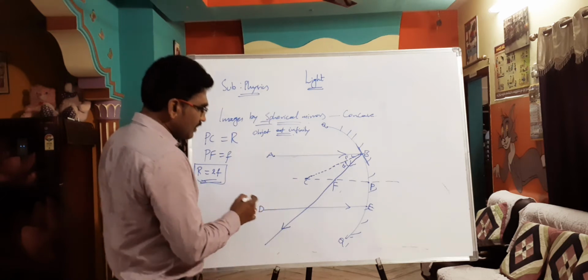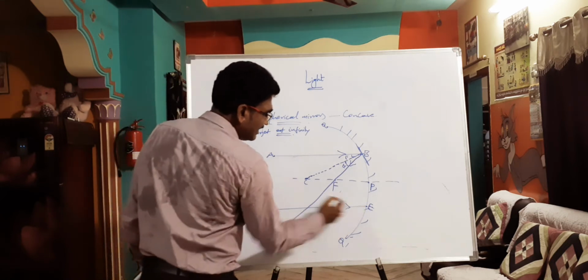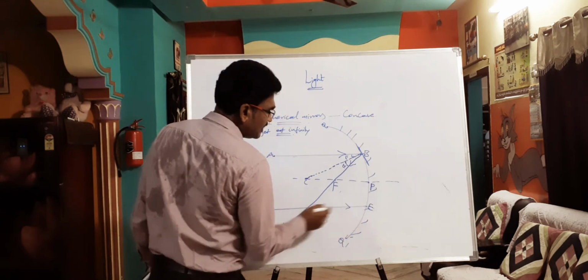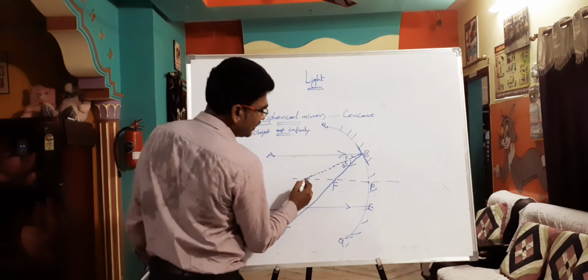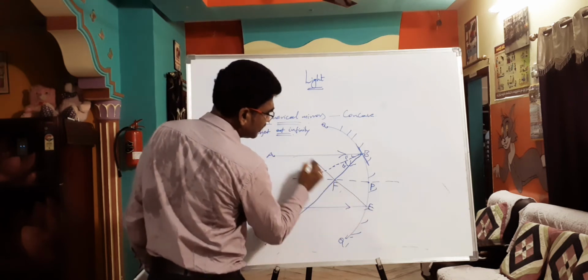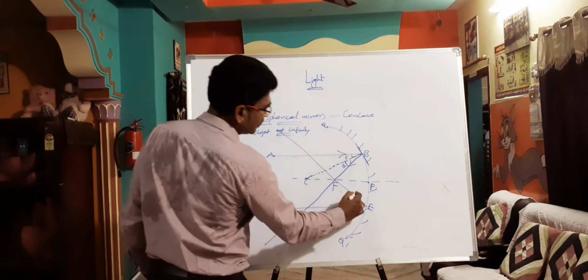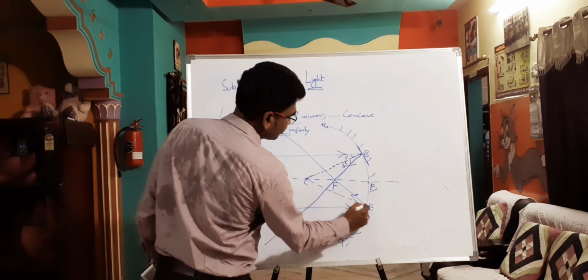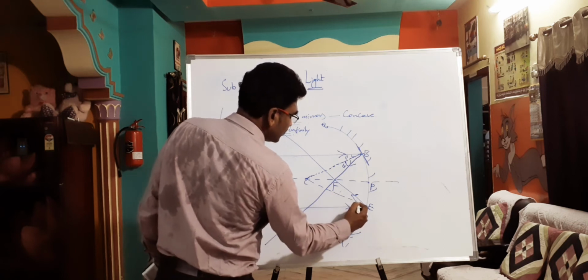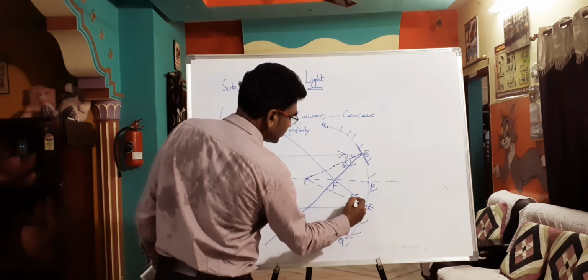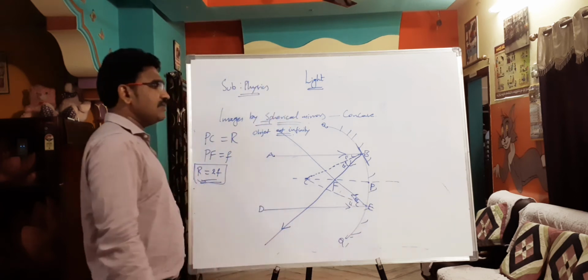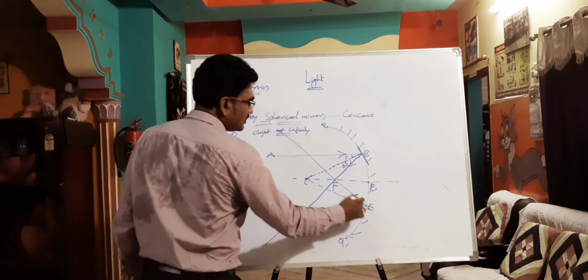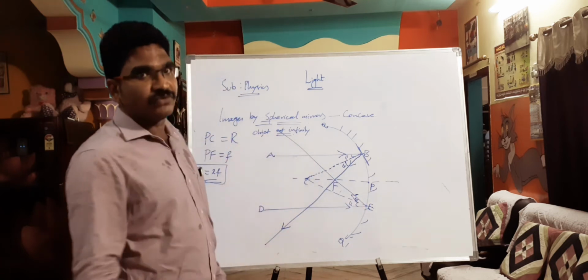Okay, this is one. Now you take another incident ray, DE. How is it passing? Again, it is also parallel to the principal axis. Again, you can see that it will pass like this. Now again, you can say this is the angle of incidence and this is the angle of reflection. Very simple. So you can say that this reflected ray and this reflected ray are passing through the principal focus.